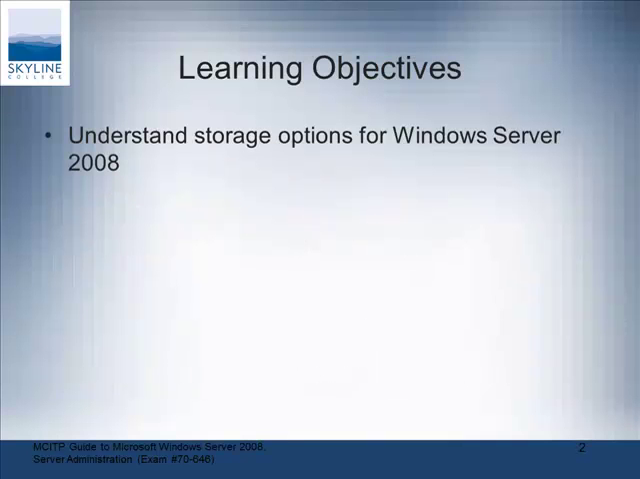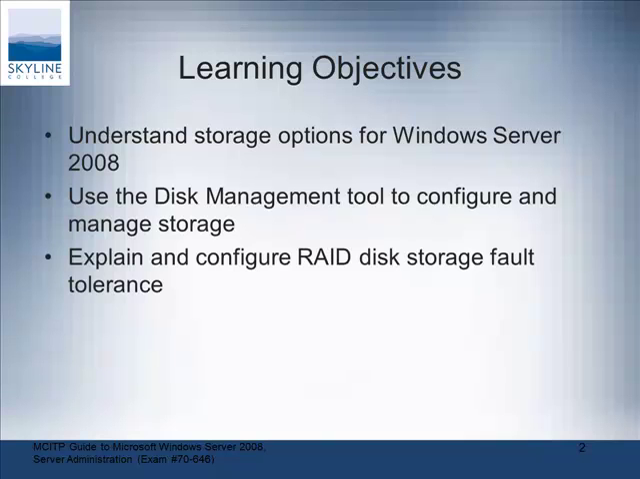So the objectives for this one: understand the storage options for Windows Server 2008. Basically the same ones we have. We can mirror, we can stripe, but now we can do a stripe with a parity bit. The parity bit allows us to restore the information if the hard disk itself fails. Use the disk management tool to configure and manage storage. You've done that before. We'll do some more of that.